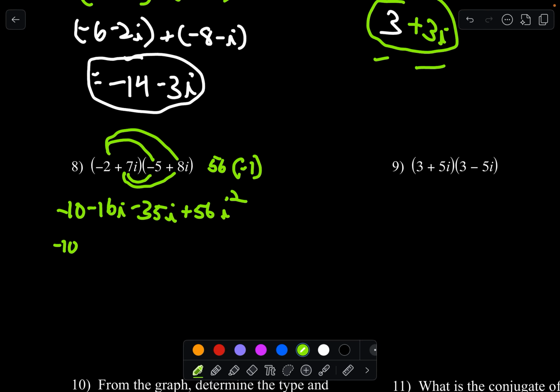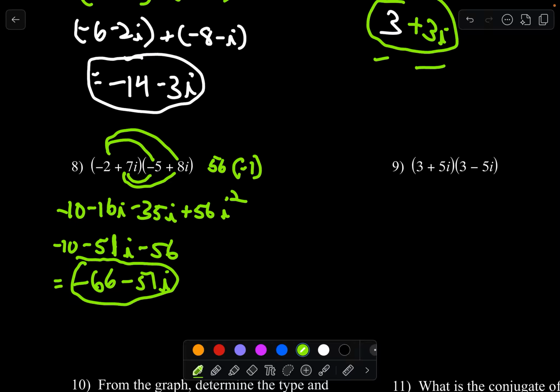Now, negative 16i, I'm looking at these two, I'm combining the i's. Negative 16i and negative 35i is negative 51i. I hope I got that right. Okay, and then I squared is negative 1, so that's 56 times negative 1, that's minus 56. So negative 10 minus 56 works out to be negative 66 minus 51i. And there's the product of those two complex numbers. Now, we're not doing a lot with the complex numbers, so that's about it.